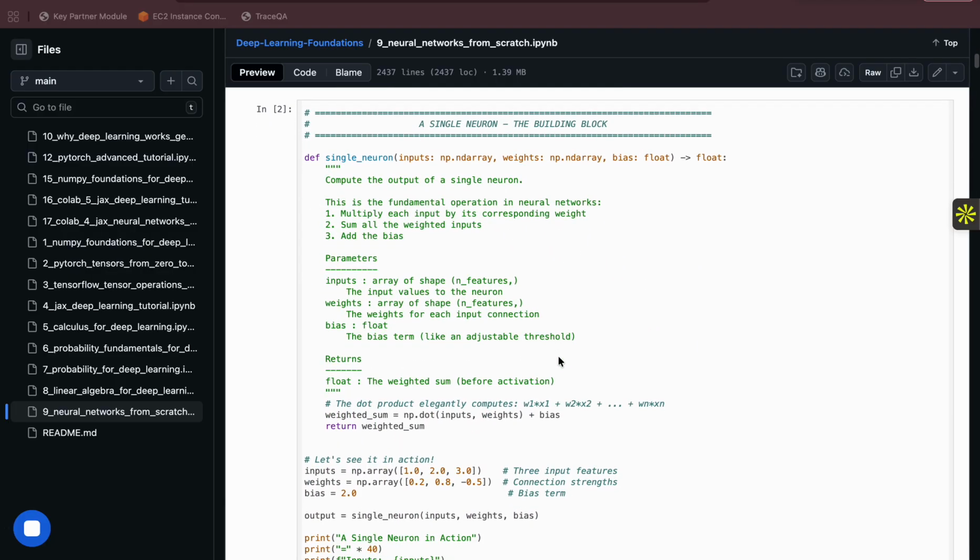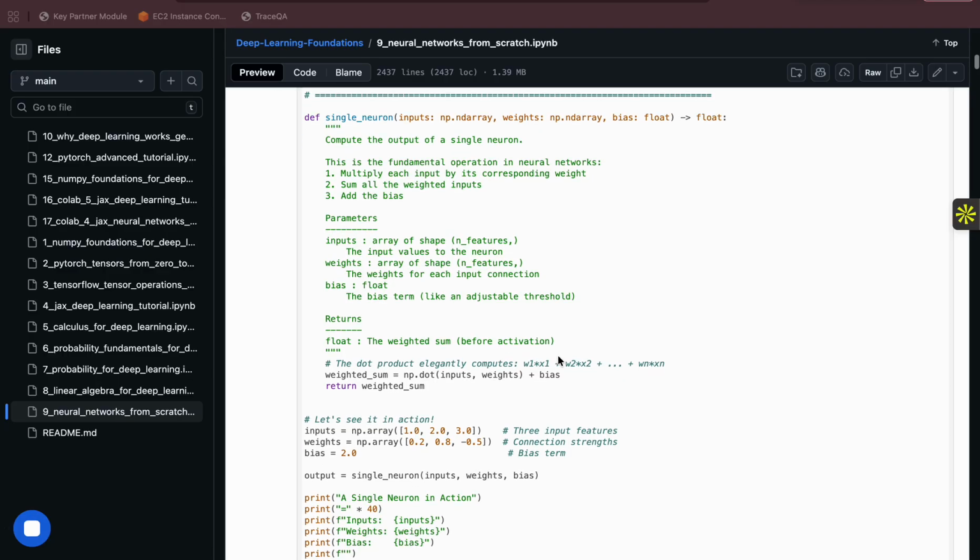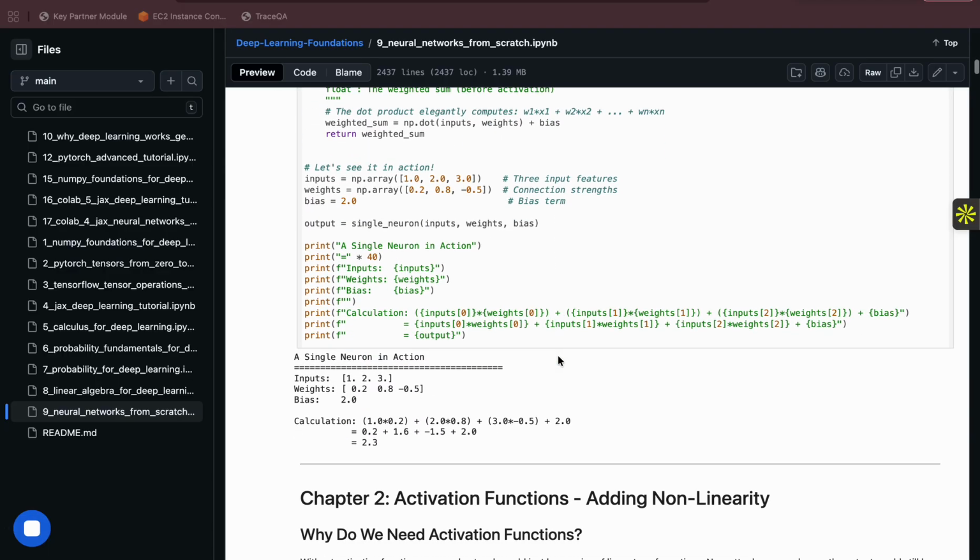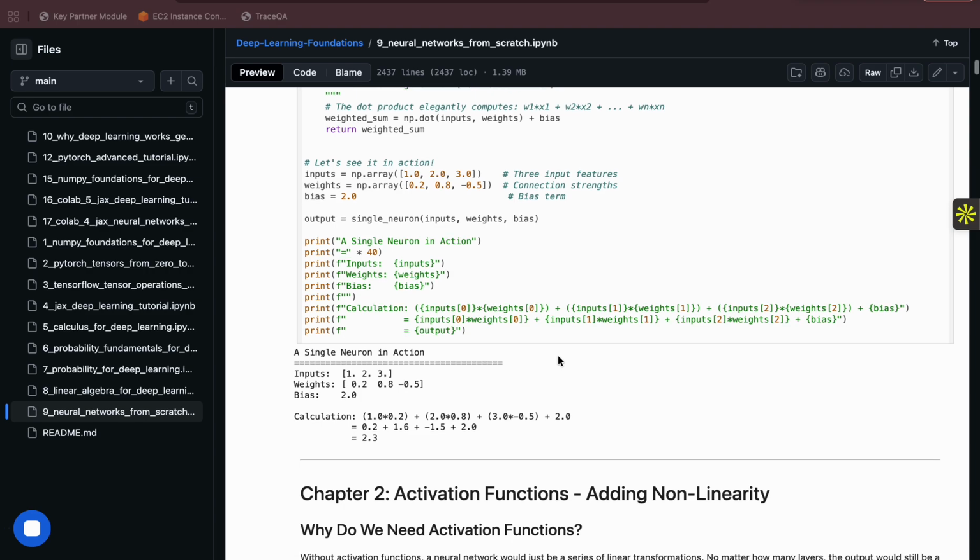So here we implement a single neuron function performing a weighted sum, dot product plus bias, on sample inputs 1, 2, 3, and the output also shows the calculation, 2.3.